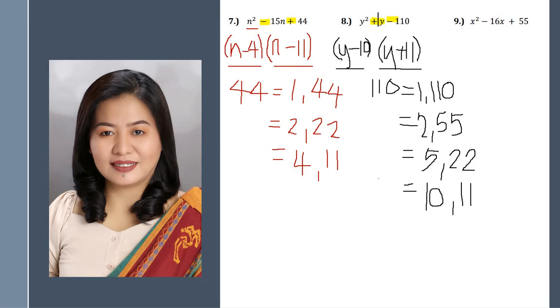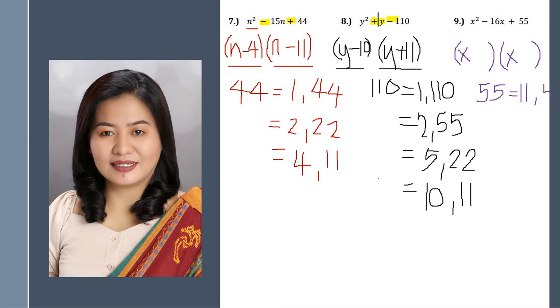Moving on to our number 9. So we have the factors, pairs of parentheses. Factors of x squared are x and x. And we have to find the factors of 55 that give a sum of 16. Actually, by looking at it, we can directly have 11 and 5, right?